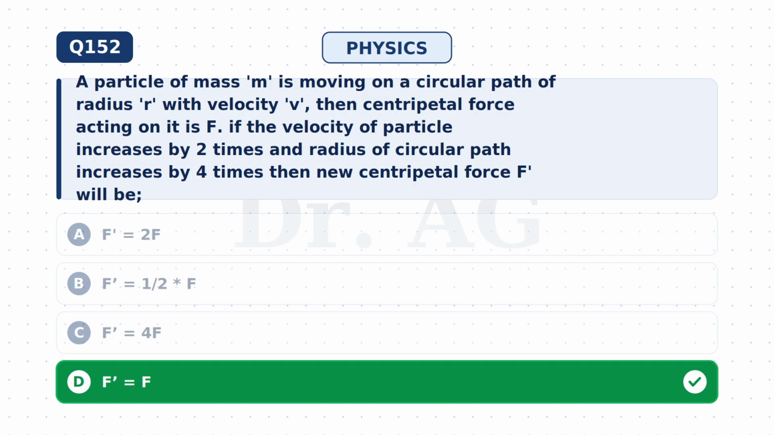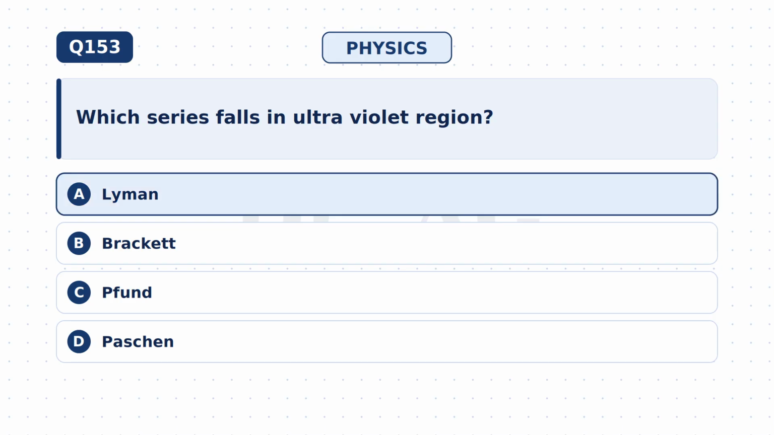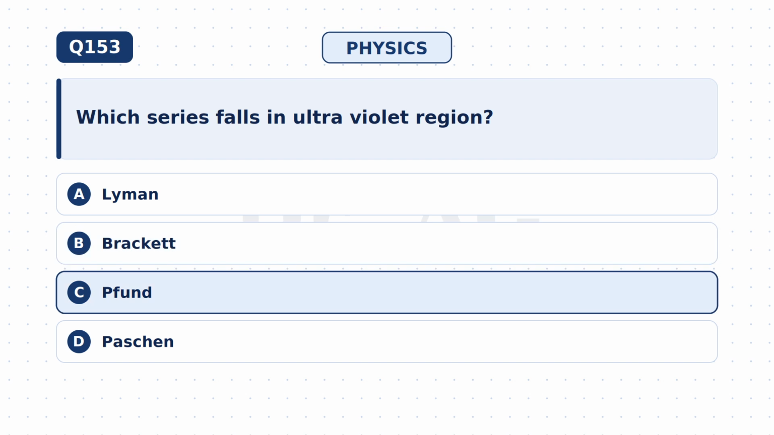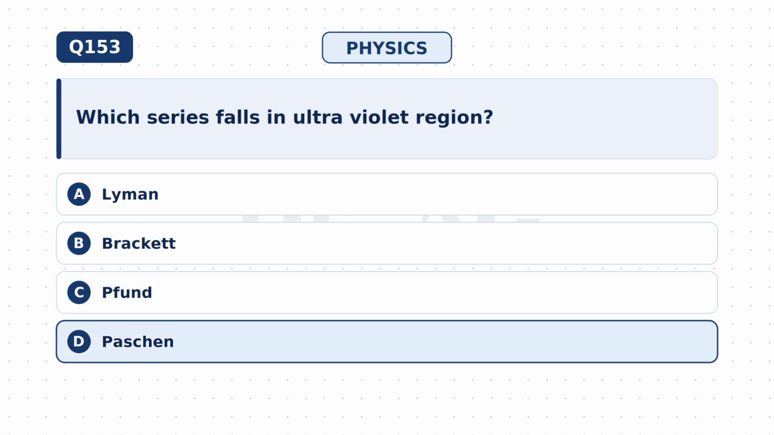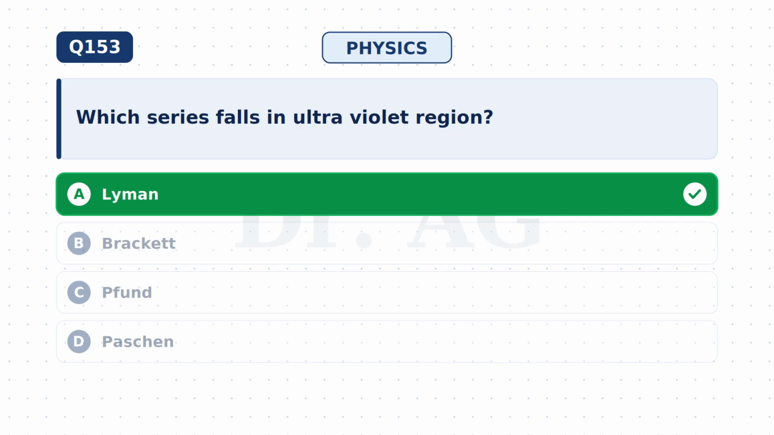The correct answer is D, F' equals F. Question 153. Which series falls in the ultraviolet region? Option A, Lyman. Option B, Brackett. Option C, Pfund. Option D, Paschen.